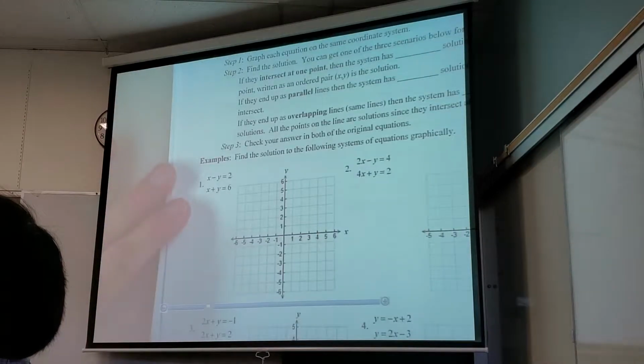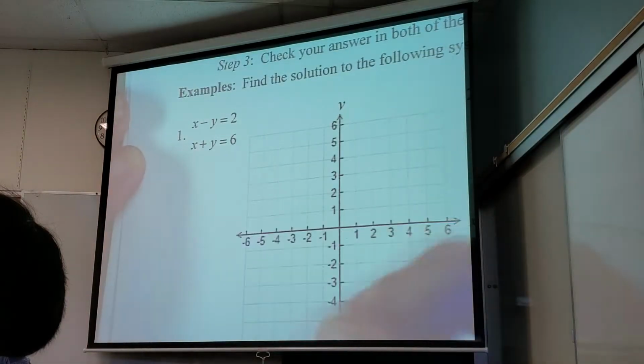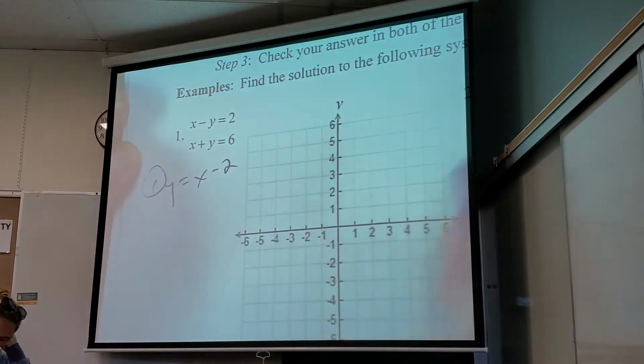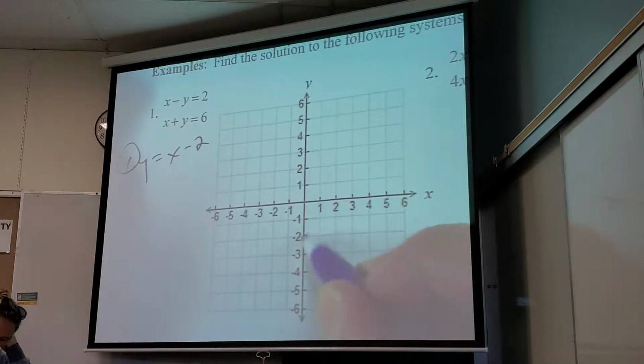Just to cut to the chase on these. Okay, my first equation is y equals x minus 2. And that will be y-intercept is (0, -2), and then I go over.